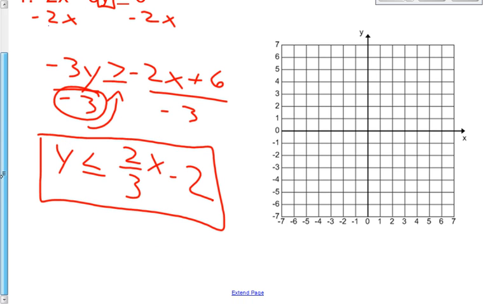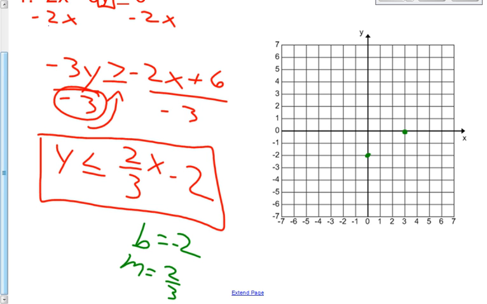So it has a y-intercept of 2. Oh, sorry, a negative 2. b equals a negative 2. So you're going to go down 2 on the y-axis, put a point, and then my slope, my m, is 2/3. So you're going to rise up 2 and run 3 to the right. And there you have it.